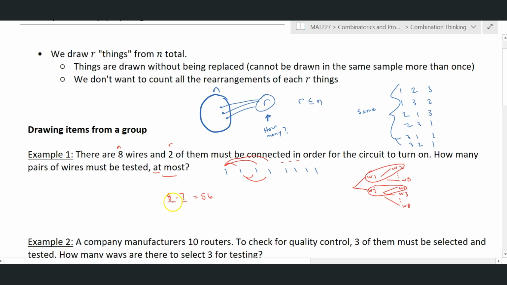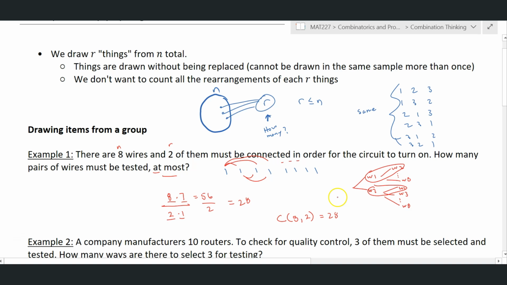So we learned that we need to divide this by r factorial, which is the number of ways of rearranging those r items. There are 2 choices for the first, and then 1 choice for the second. So that gives us our 2 instances of the same 2 wires. So we would just divide that by 2, and that gives us 28. Now you get the same answer if you use a calculator to compute the number of combinations: 8 things in total, draw 2 of them, you would get this answer of 28. So this is the mathematical way of calculating, and notice that you can multiply and divide, but you have to divide by the number of rearrangements.